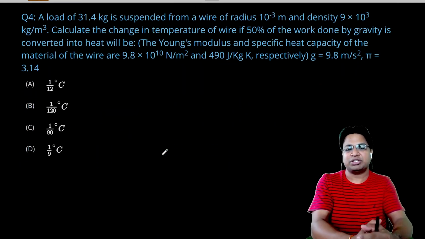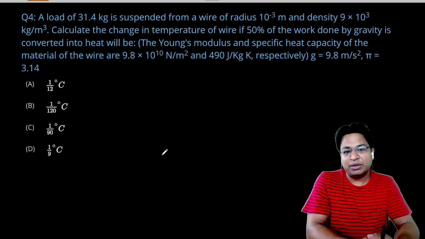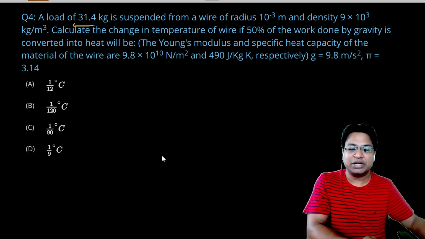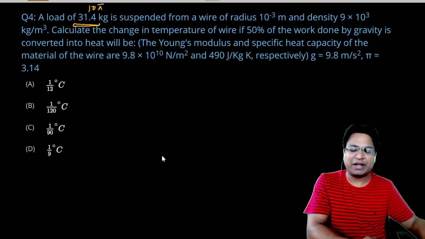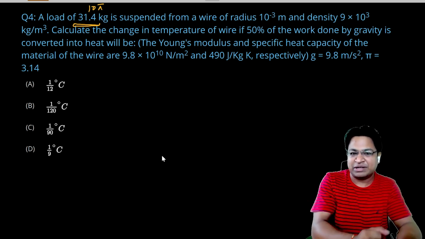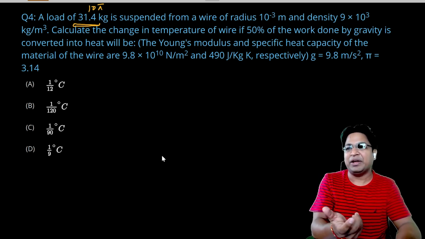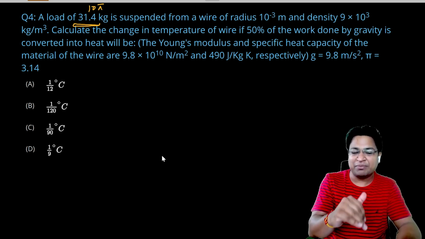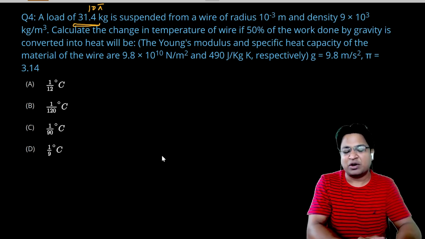Okay, next we go to question number 4. It says a load of 31.4. Now, guys, notice the value. Pretty odd or peculiar, but if you notice it carefully, this is 10 times pi. We generally write pi as 3.14, so it's 10 times that value. So I'm expecting that somewhere mass would need to be divided by pi so that we end up with a round figure.